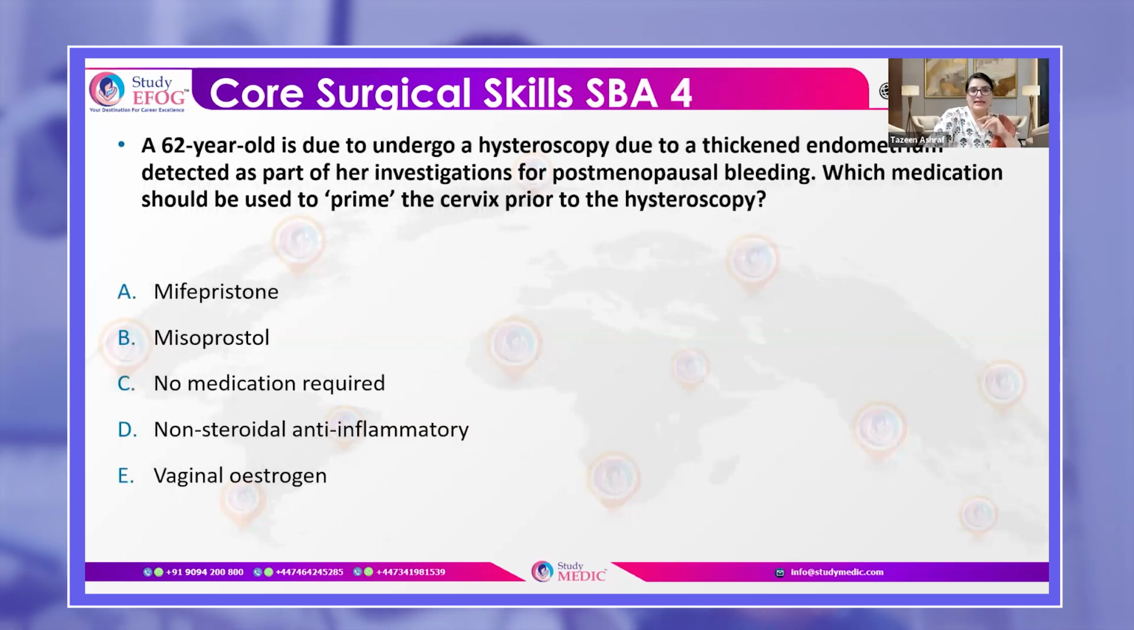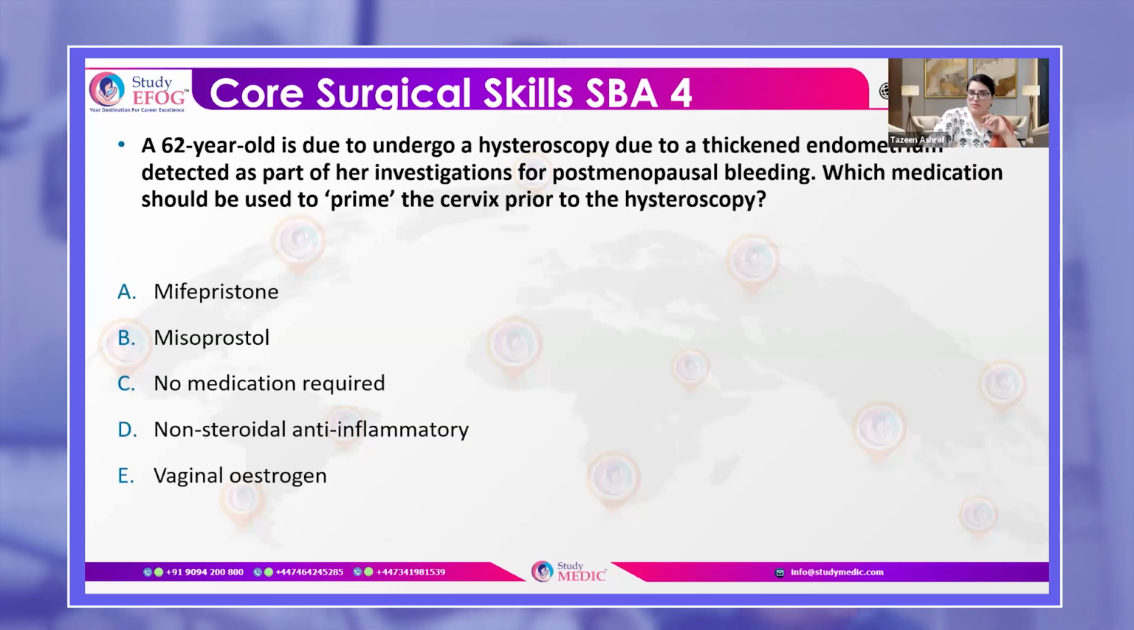Next question says that a 62-year-old woman is due to undergo a hysteroscopy due to thickened endometrium detected as a part of investigations for postmenopausal bleeding. Which medication should be used to prime the cervix prior to hysteroscopy? Mifepristone, misoprostol, no medication is needed, non-steroidal anti-inflammatory drugs, or vaginal estrogens.